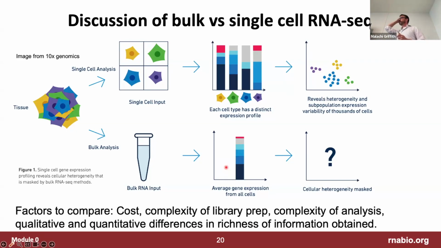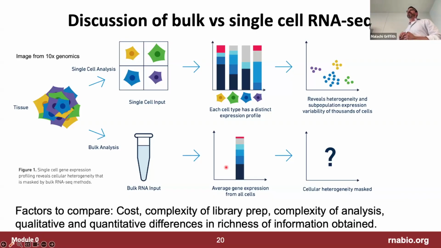Yes, there's a question at the back. Sorry to throw a wrench into this, but what about single nuclear RNA-seq instead of single cell? When would you preferentially use one or the other? Yes, the question is, what about single nuclear sequencing? When would you do single nucleus sequencing instead of single cell RNA sequencing?